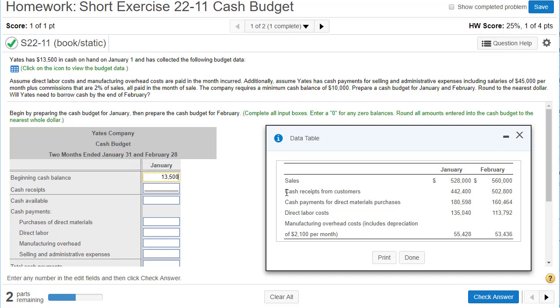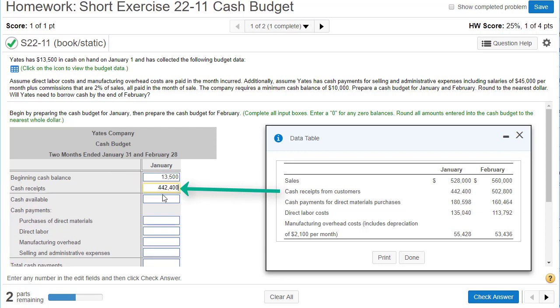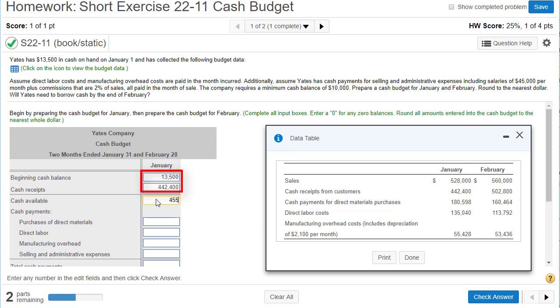Cash receipts from customers, that's already been calculated for us, so we can double click on this, copy and paste. Cash available, so we had beginning cash, we received this much, so cash available is adding those two numbers up, we get $455,900. Cash payments, purchase of direct materials.